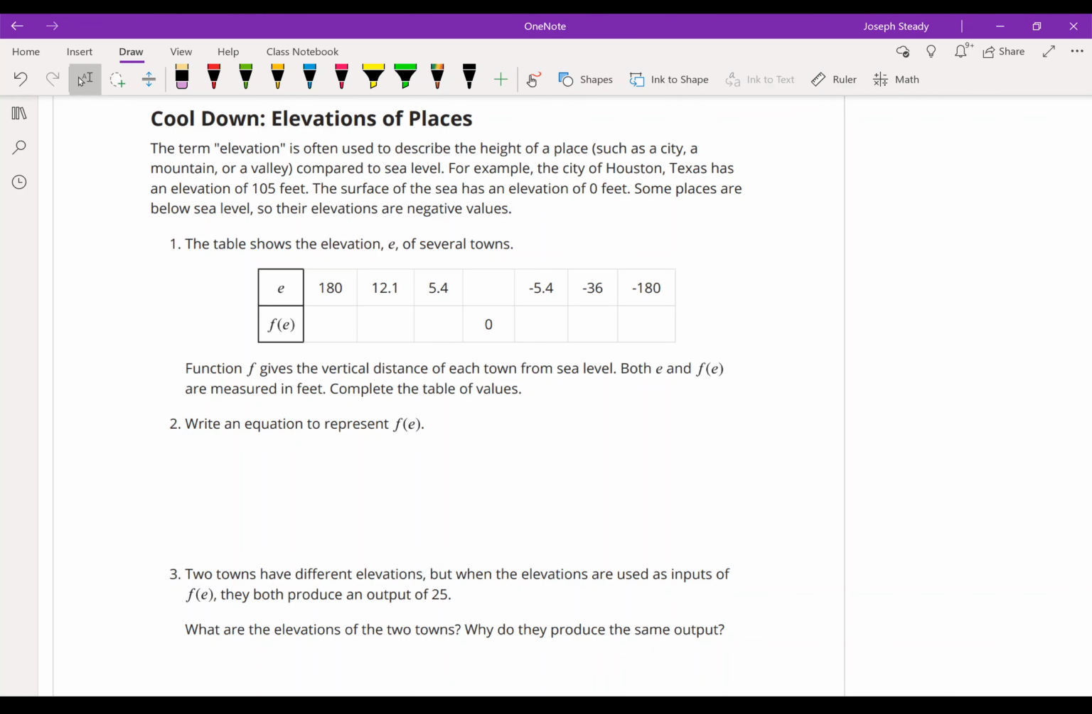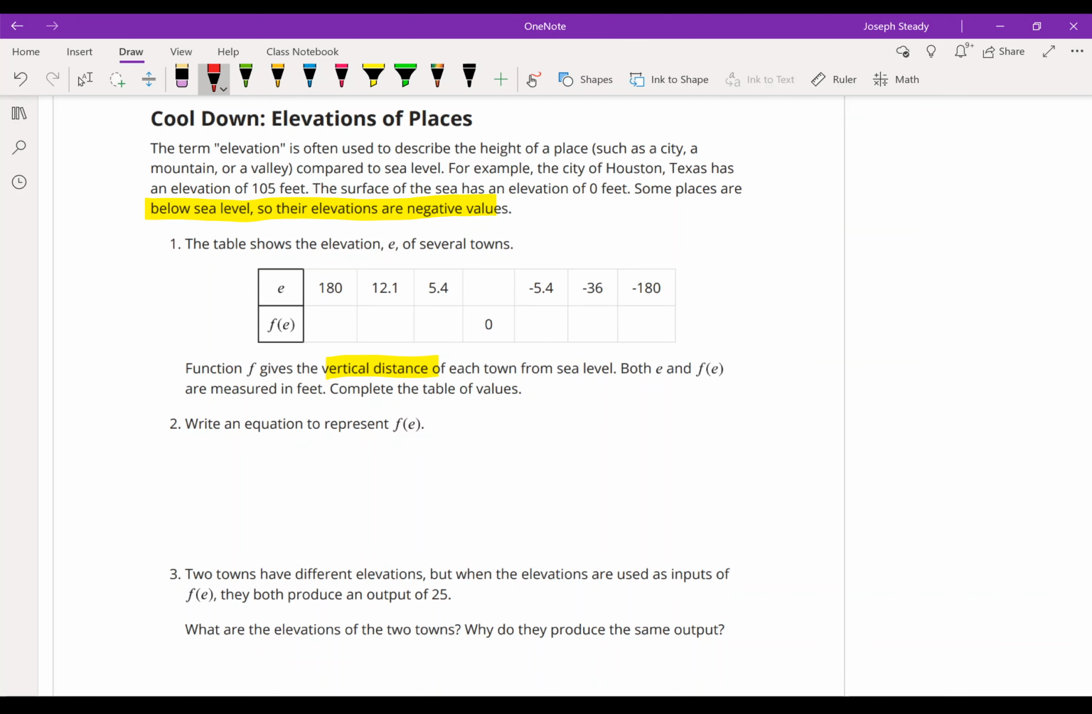In our cooldown for lesson 4.14, we are asked to consider a scenario where we are dealing with elevation and what distance that means a place is from sea level. Now they point out to us here that some places are below sea level, so their elevations are negative. But when we measure distance, we should not get negative numbers. These should all come out positive.